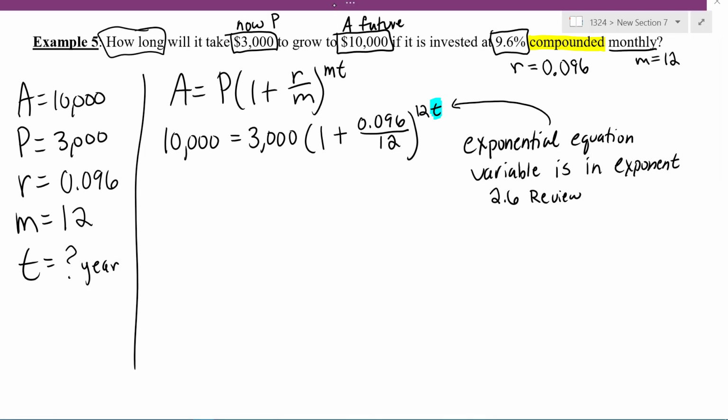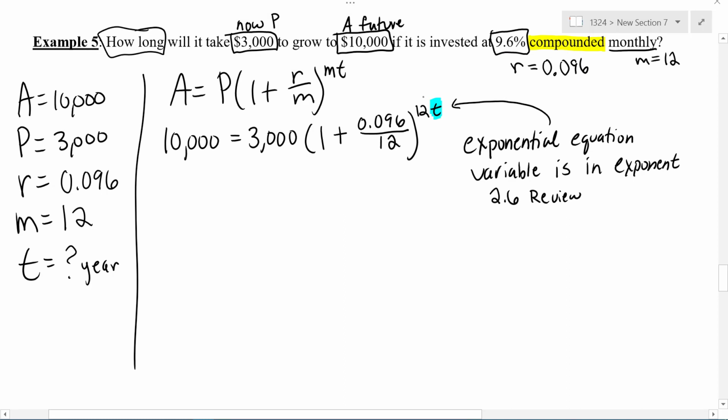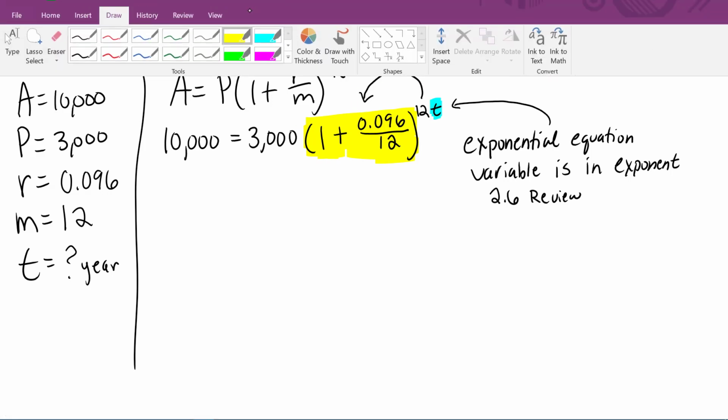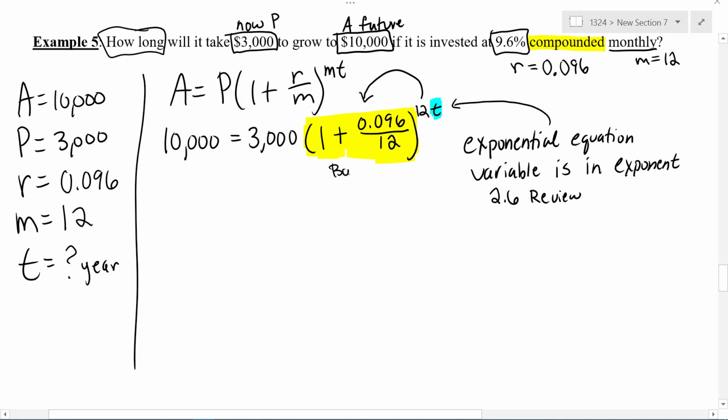But if we want to solve for a variable that's trapped in the exponent, the first step is to isolate the base. So what is that exponent actually applying to? The exponent applies to everything that's in front of it. In this case, it applies to everything in the parentheses. So 12t is the exponent, and the thing right in front of it in the parentheses is what we call the base. So our first step for solving an exponential equation was to isolate the base. We want the base and its exponent by themselves on one side.